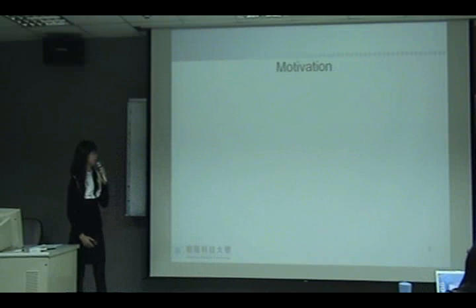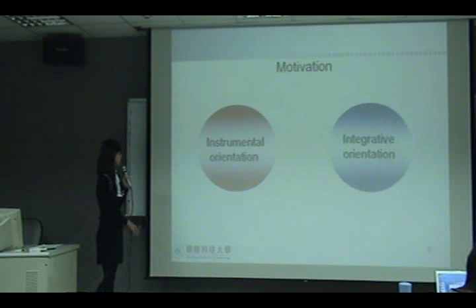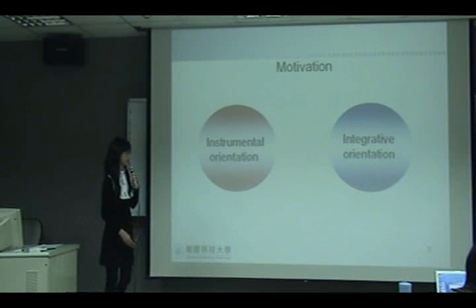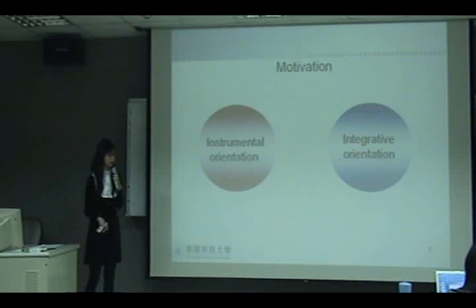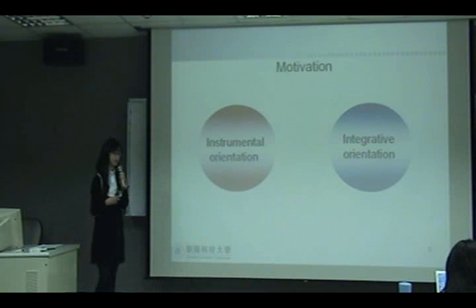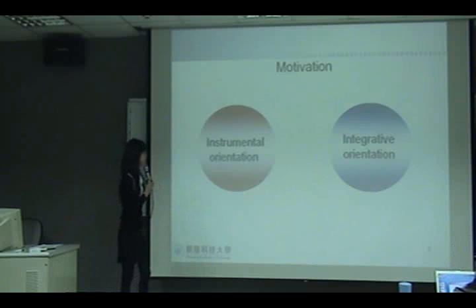For the motivation part, there are two motivational orientations. The first one is the instrumental orientation, and the next is the integrative orientation. And I will give an example to explain this. For example, the first one, if the learner would like to learn French, it's because he considers that if he can speak French, then he has a higher opportunity to get a better job. This is the motivation for the student to learn. This is called instrumental orientation.